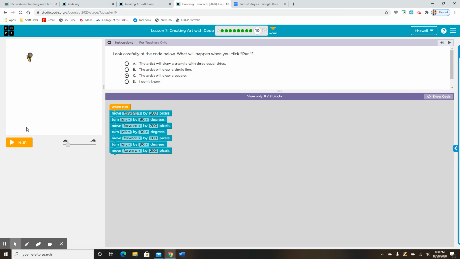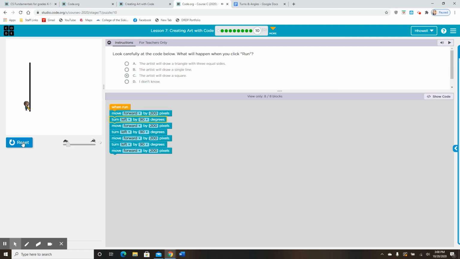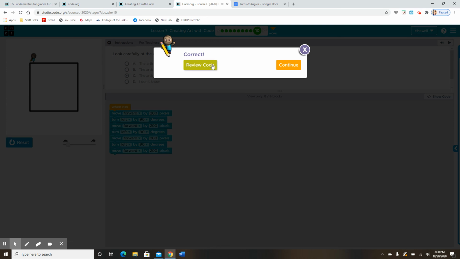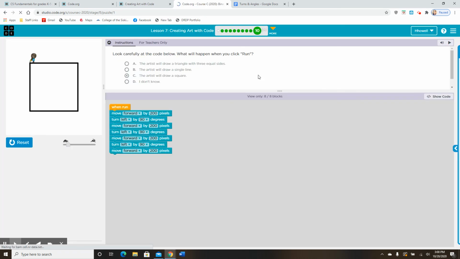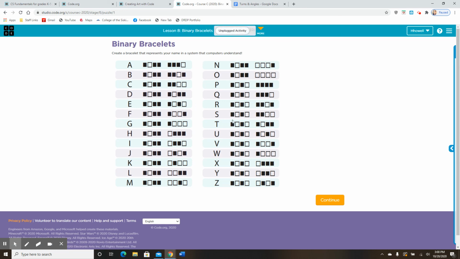Now, even if you get this wrong, it's not a big deal because we're learning together. So let's hit run and let's see what happens. All right, so he drew a square. So if you answered C, that's correct. If you didn't get it, that's okay.